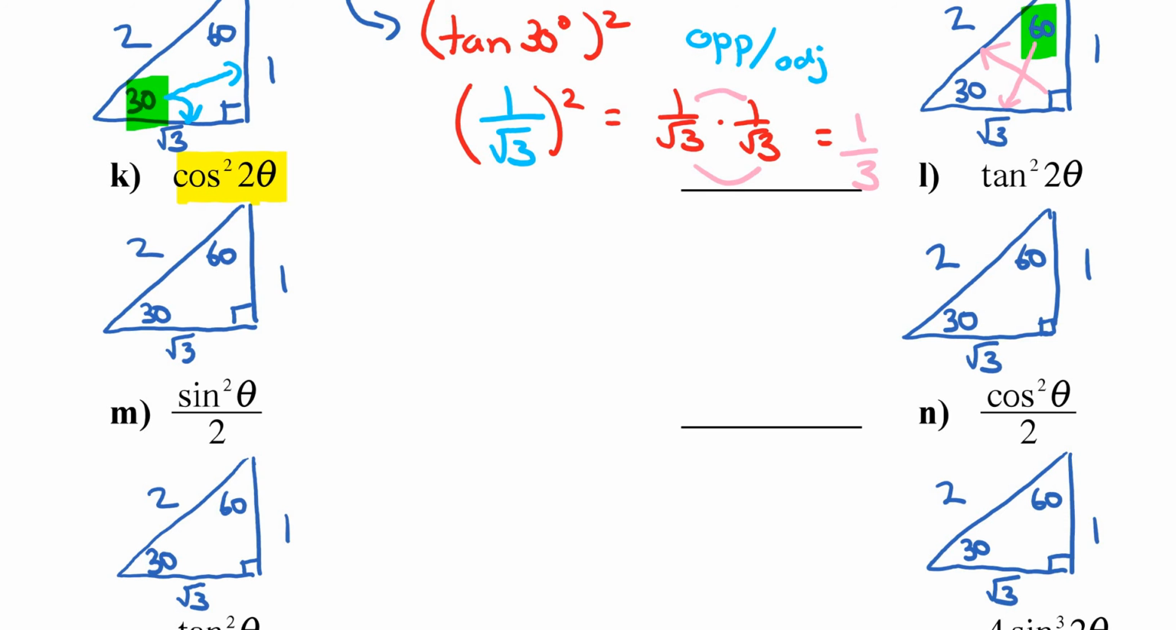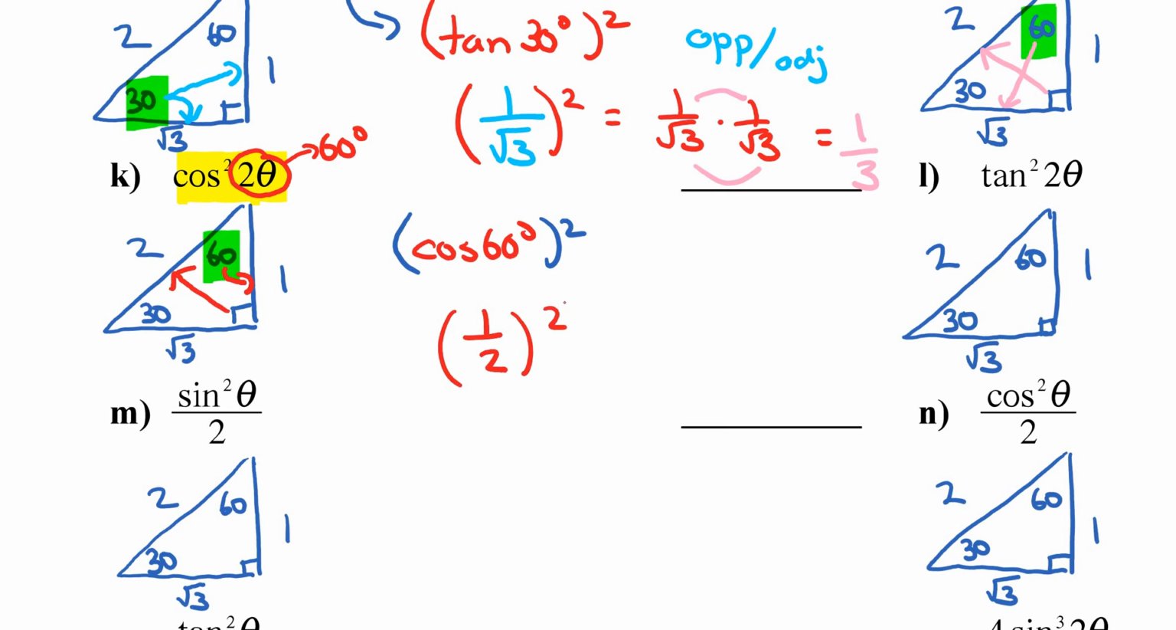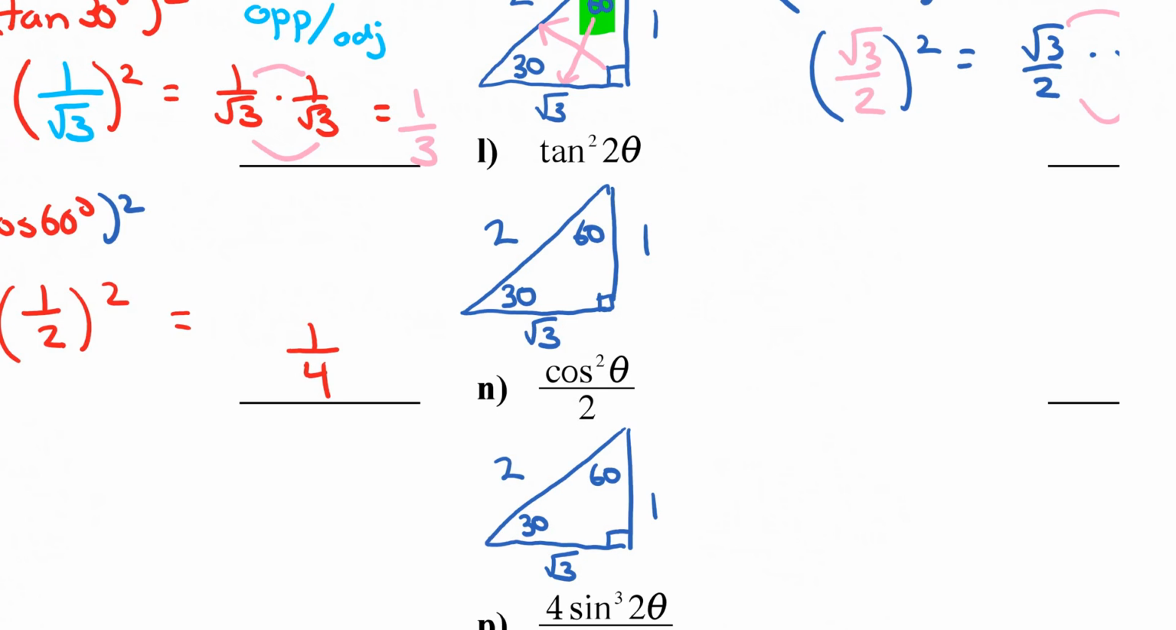All right, so cos squared of 2 theta. So 2 theta here means 2 times 30, which means 60 degrees. So I need to evaluate cos of 60 degrees, and all that is being raised to the power of 2. So here's my 60 degrees right there. Cosine has the ratio of adjacent over hypotenuse, right? So the adjacent is 1, and the hypotenuse is 2. So this would be 1 over 2, and this would be all raised to the power of 2 there. And 1 over 2 times 1 over 2 is 1 over 4, right? So 1 times 1 is 1, and 2 times 2 is 4. All right, let's keep on moving along here.